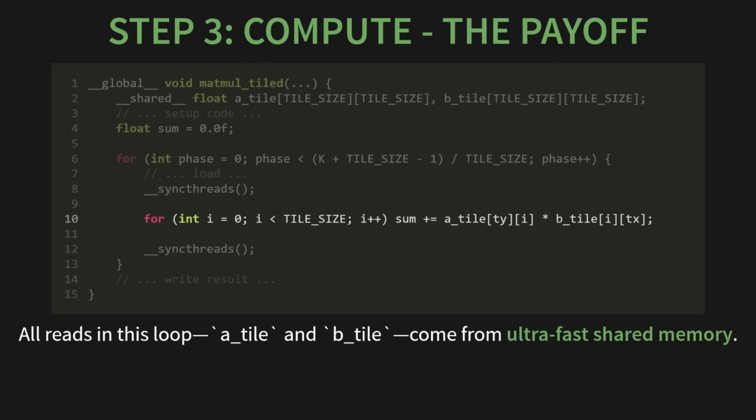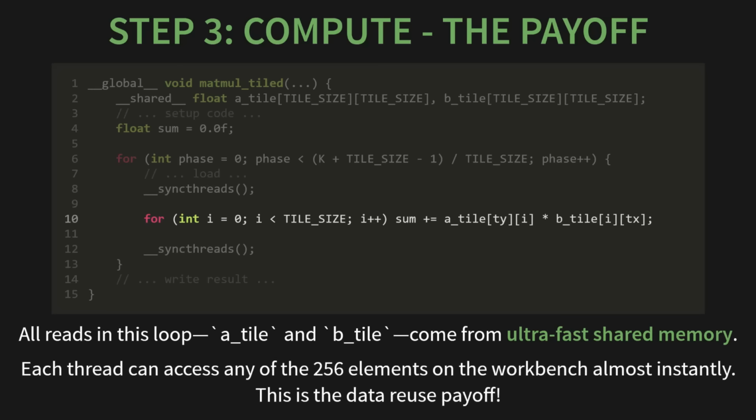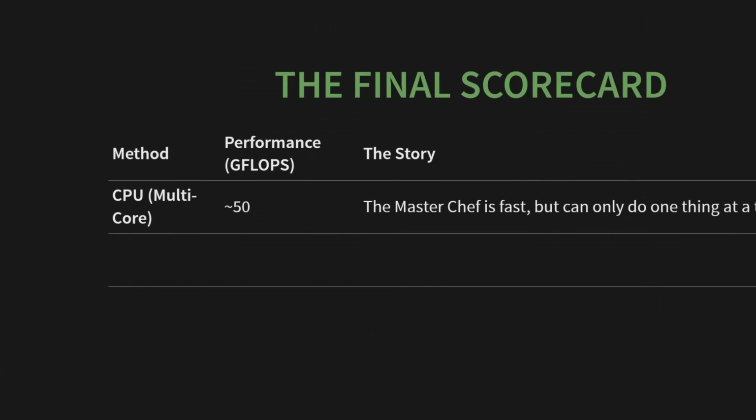And finally, step 3, compute the payoff. Look at this inner loop. All reads in this loop, for A-tile and B-tile, come from ultra-fast shared memory. This is the data reuse payoff we've been talking about. Each thread can access any of the 256 elements on the workbench almost instantly. No more slow walks to the pantry.